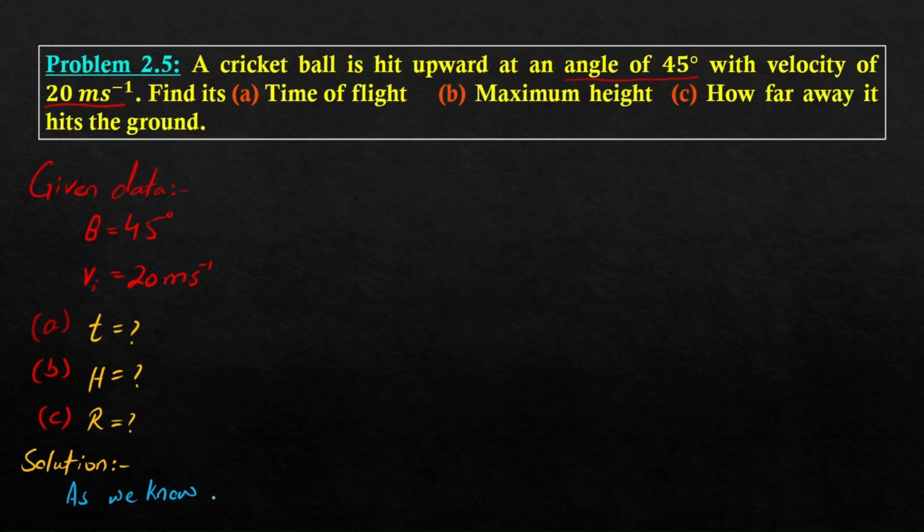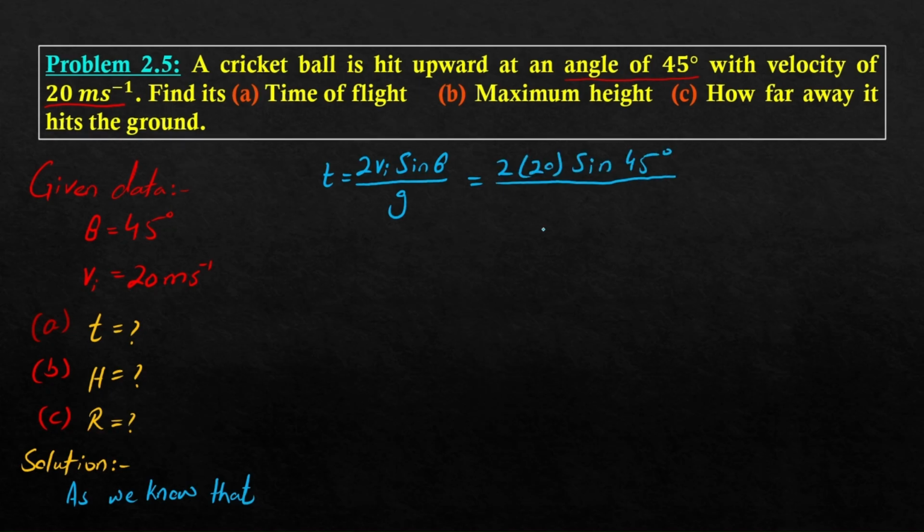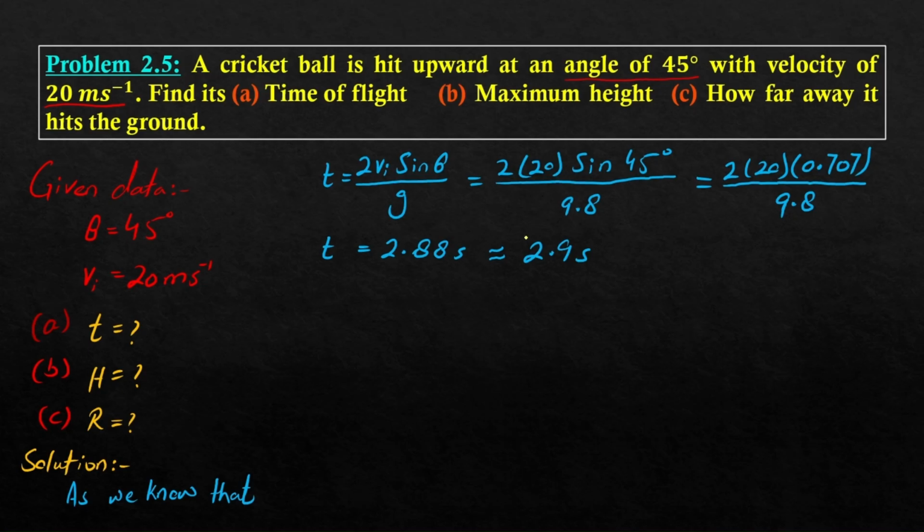As we know that T equals 2 vi sine theta divided by g. By putting the values of initial velocity and angle, we have this. After solving, it becomes equal to T is equal to 2.88 seconds, which is approximately equal to 2.9 seconds.